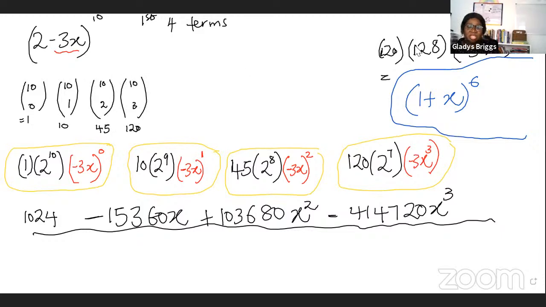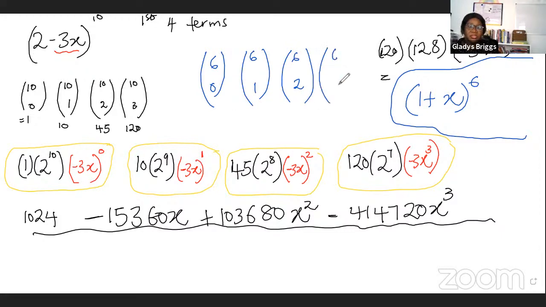Okay, so by now you should have been doing it with your calculator. 6 choose 0, 6 choose 1, 6 choose 2, and 6 choose 3.